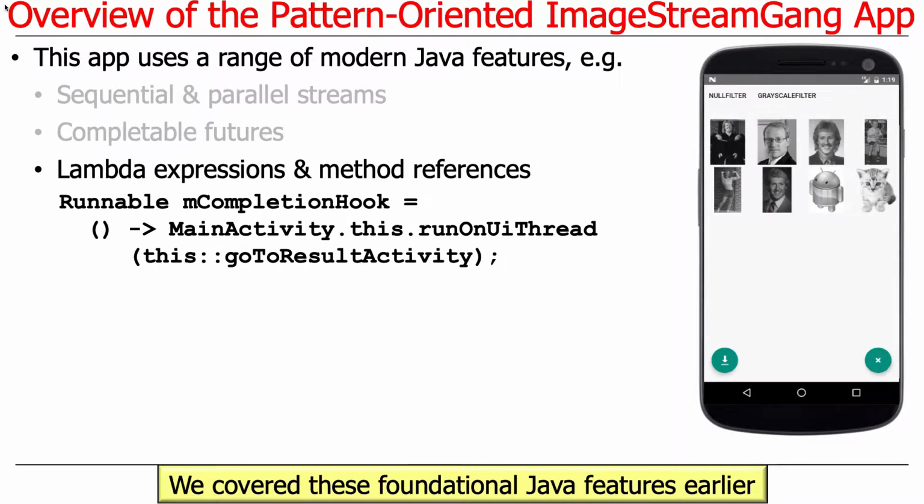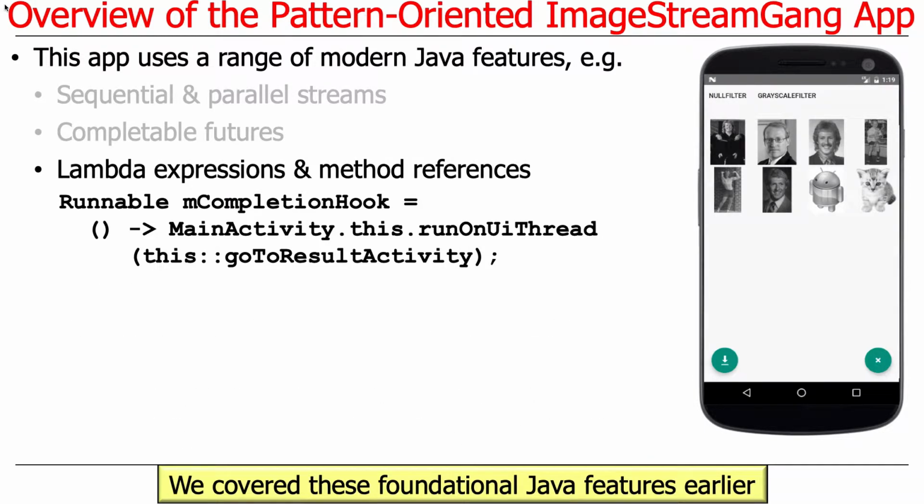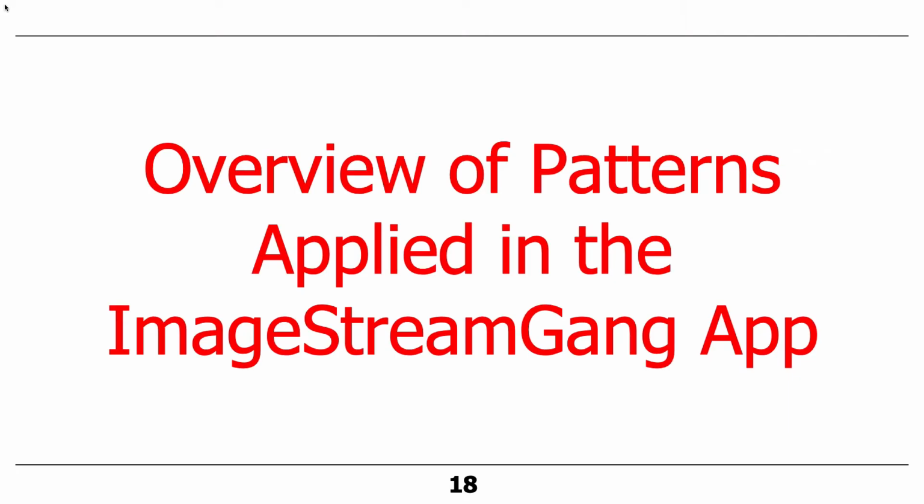We use various other foundational Java features like lambda expressions and method references. So we have this for the GUI. Once you're done processing things, you can basically print the results on the user interface thread. And that is arguably more concise using the foundational features than doing things like anonymous inner classes, which is the old school pre-Java 8 way of doing things.